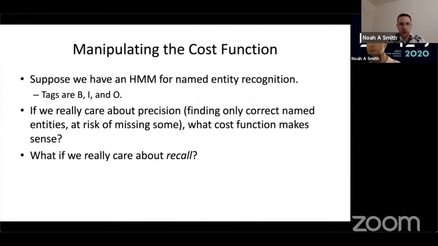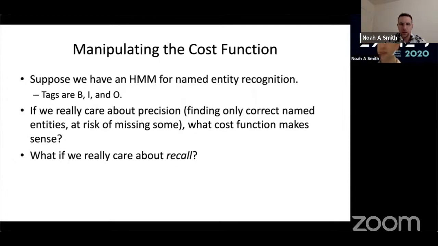Turning this around a little bit, it leads us to an interesting idea I like to think about, where you get to manipulate the cost function. Here's a concrete example. Suppose we're using a hidden Markov model to do named entity recognition, and our tags are B, I, and O. Let's not worry about the difference between person, place, organization, and so on. We just want to find the spans that correspond to named entities.